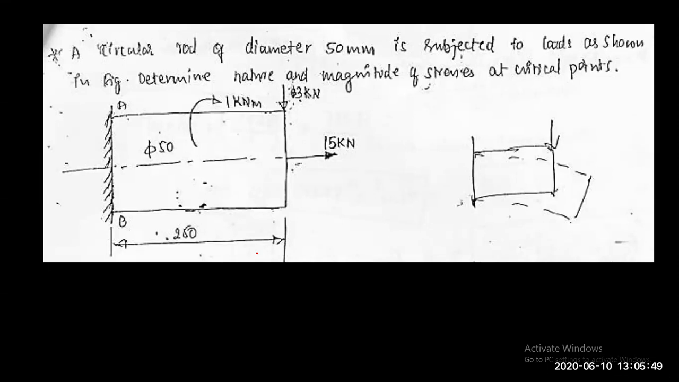Okay. Check this out. A circular rod of diameter 50 mm is subjected to loads as shown in the figure. Determine the nature and magnitude of stress at critical points. Check out what kind of loads are being applied on this. Critical points, I think just by seeing this diagram, you can come to know where it fails. There is a torque being applied, 1 kilonewton meter. I'll write it for you here. So MT is 1 kilonewton meter. 1 kilonewton meter is the torque.